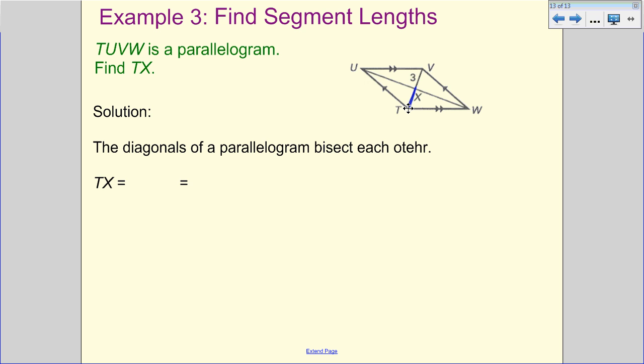We know that diagonals bisect each other. Lovely. Apologize for the typo. So I know TX is equal to XB, and I know XB equals 3, so TX equals 3. All right, so we'll do more with that in your homework, but this is where we stop for tonight.